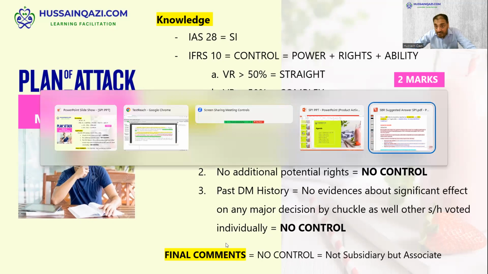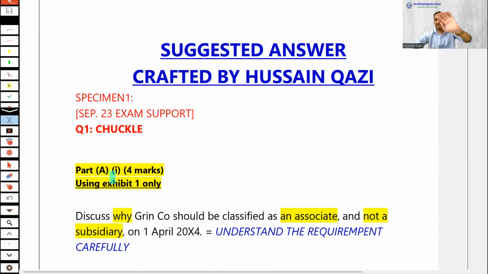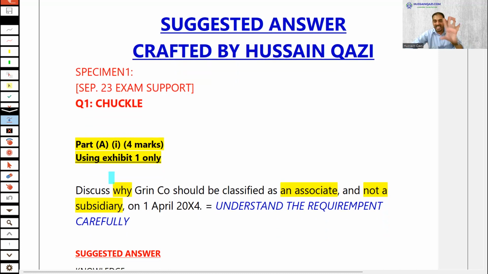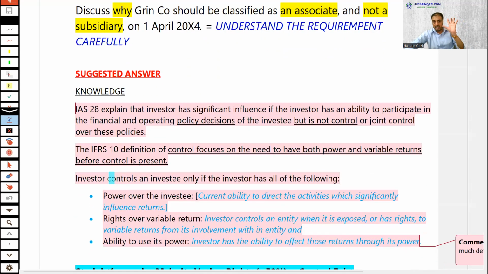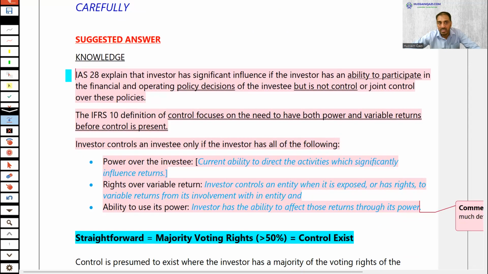So what you will draft, this is the suggested answer. Suggested answer crafted by Hussain Qazi, and it's for you. It's not exactly the model answer. Okay, number one. First of all, knowledge here: IAS 28 and IFRS 10. Quick, IAS 28. Just put the number IAS 28. Don't incorporate the complete name. That's all. IAS 28. Explain that the investor has significant influence.